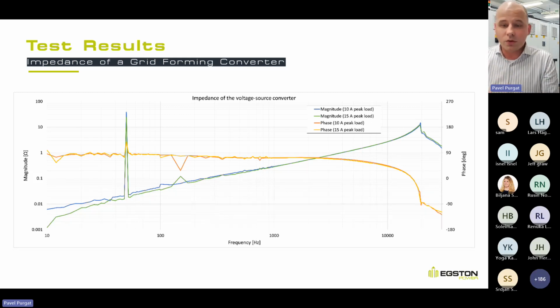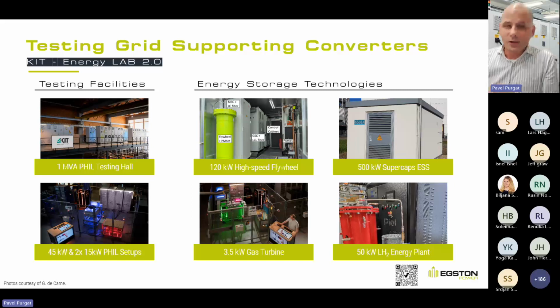However, now to move on to the large signal phenomena, I would like to invite you to a little trip to Germany and introduce you to a laboratory at Karlsruhe Institute of Technology. The researchers at KIT have at their disposal a 1 megavolt-ampere power hardware in the loop setup supplied by Egston Power Electronics, and then two smaller PHIL setups by different manufacturers.